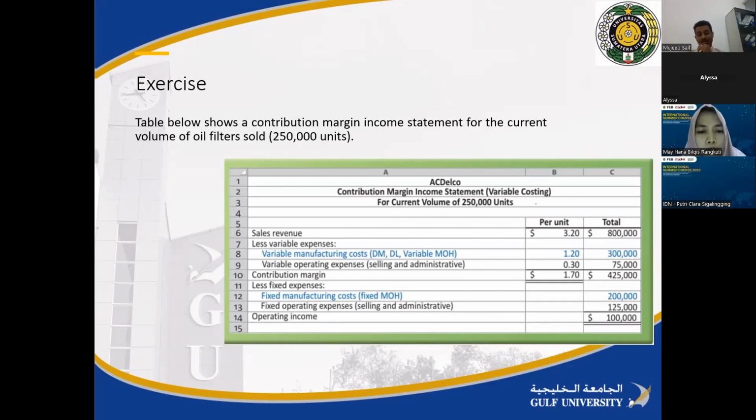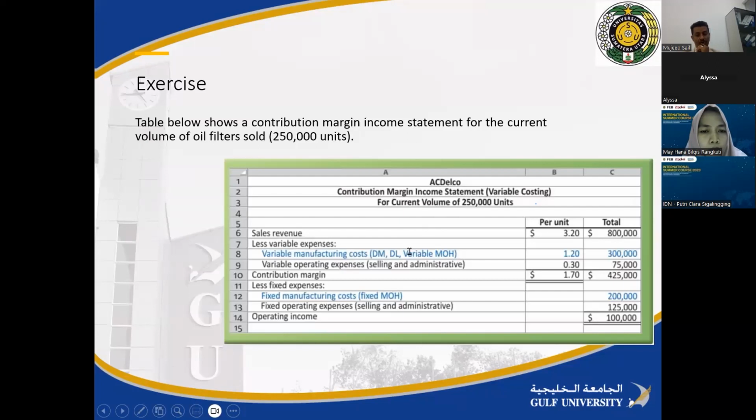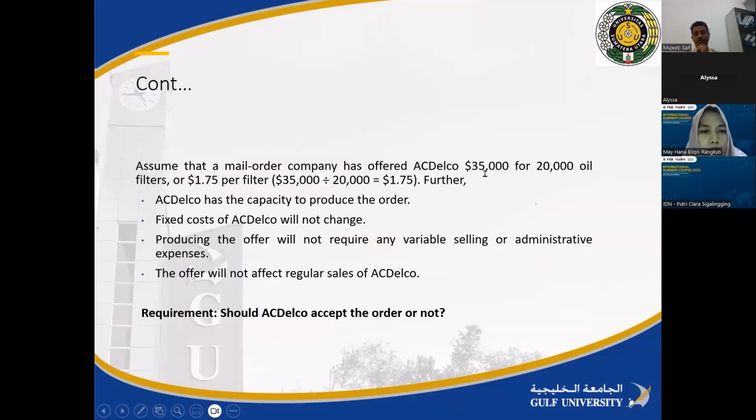You can see here the normal price is 3.2. This crazy company wants to pay us only 1.75. That is so much less, right? So if we don't have experience, we will say no and immediately reject this order. Normal price is 3.2. We cannot produce 20,000 oil filters and sell to this company for 1.75, right?